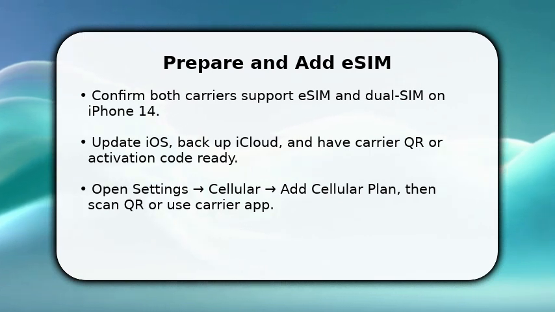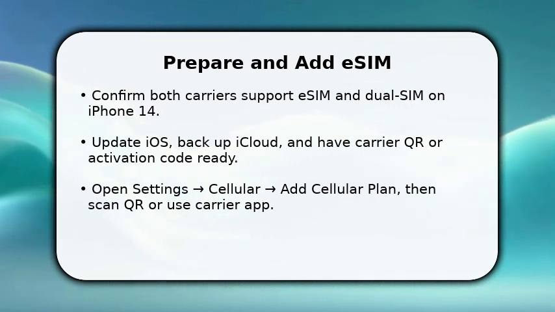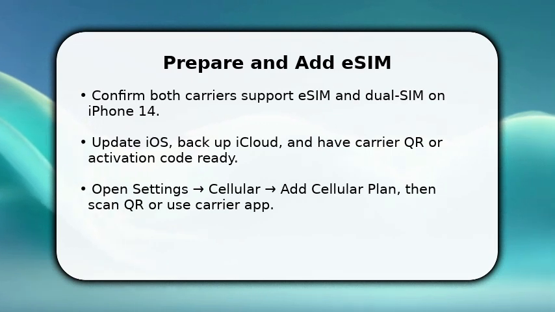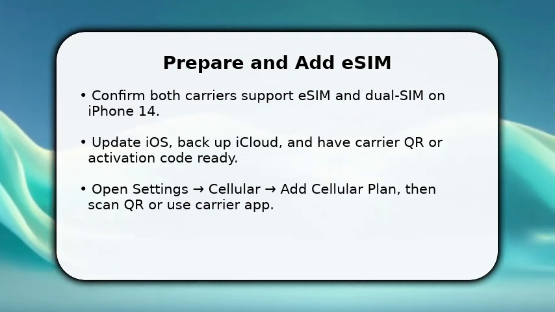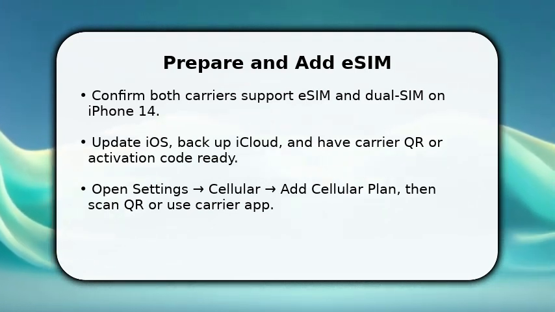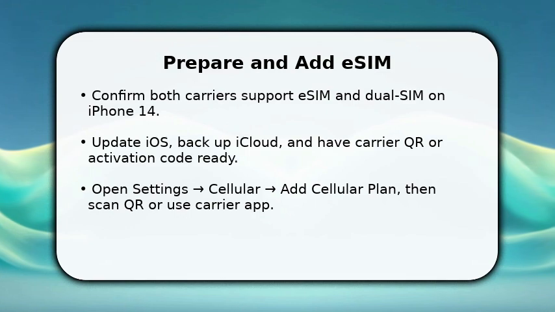Next, get the carrier's eSIM QR or activation code and open Settings, then Cellular and add Cellular Plan. Scan the QR or enter the code. The phone will fetch the plan profile. Allow the install and wait for confirmation. This begins creating your second line using eSIM, which is the only reliable method on.